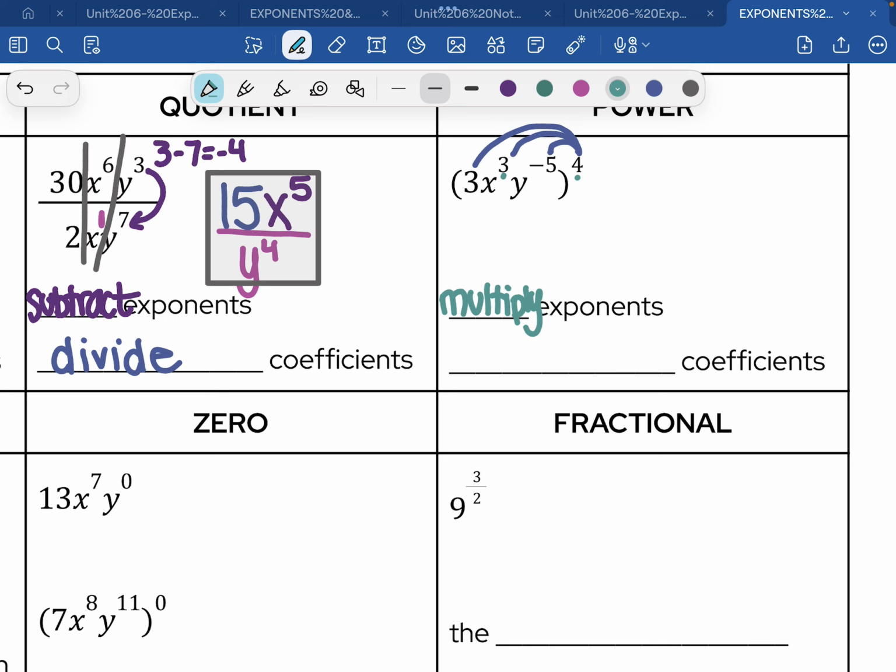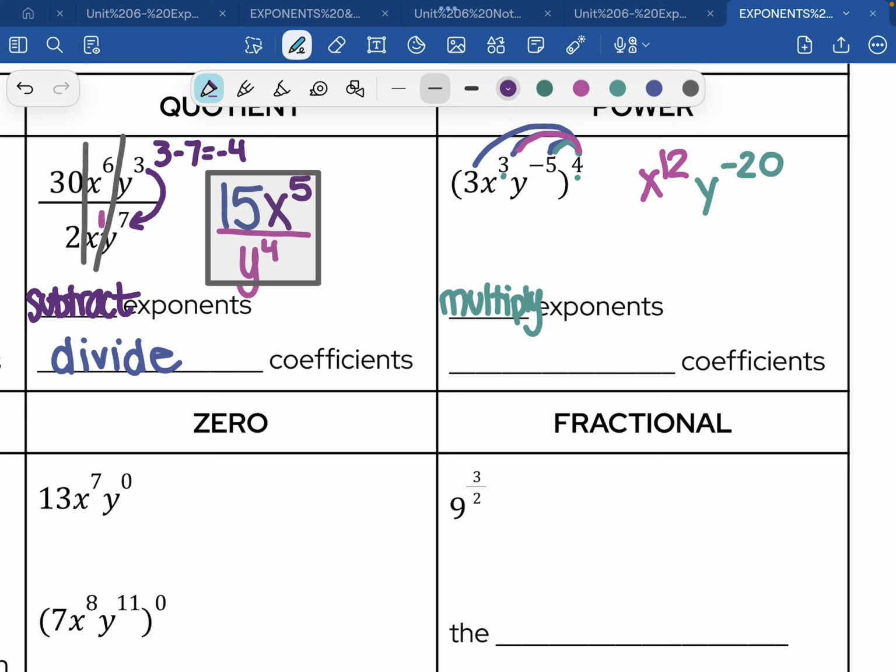Now, that is only my exponent. So 4 times negative 5 would be negative 20. 4 times 3 would be 12. And make sure you write the base, x and y, on both of those.